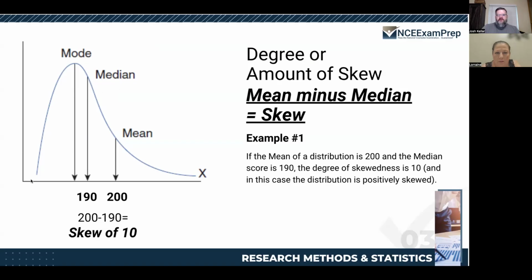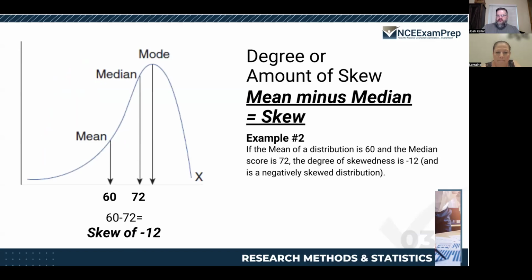You can see here on our curve, the mean score was 200. The median score is 190. To find the amount of skew, we do mean minus median. So the mean of 200 minus the median of 190 means a skew of 10, and 10 is a positive number as opposed to negative 10. Because it's positive 10, it's positively skewed.